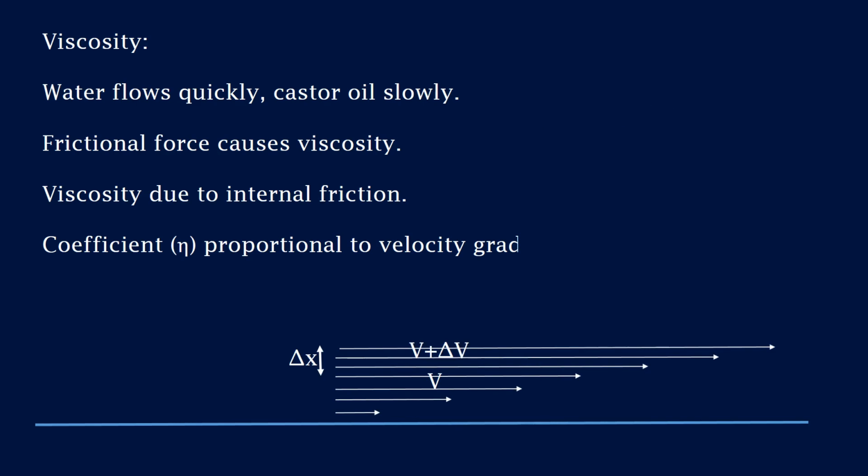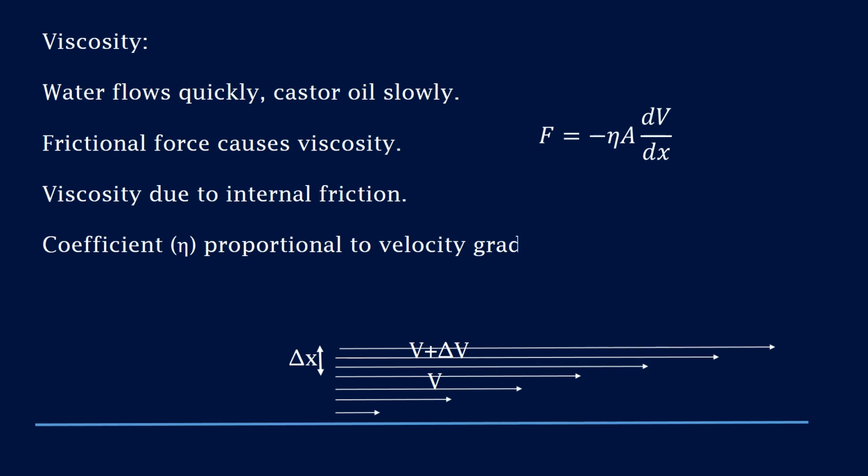For the steady flow of fluid over a fixed horizontal surface, the viscous force acting tangentially to the layer is proportional to the area of the layer and the velocity gradient. Denoting F as the viscous force, it follows that F is proportional to area A. F is directly proportional to minus of delta V upon delta X, representing the velocity gradient.